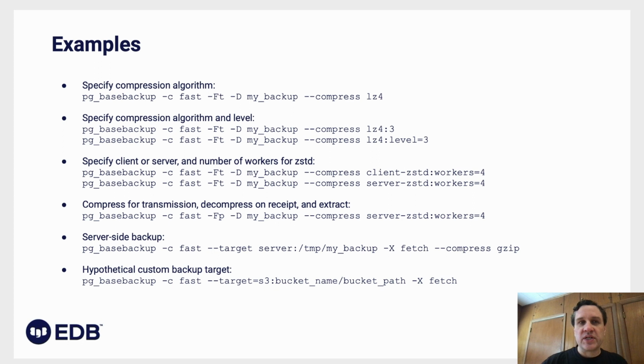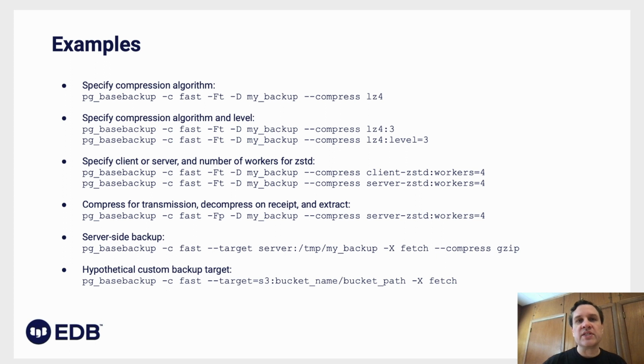Here are some examples of how you can use these new features, and I'm just showing what the PG-based backup command line would look like here. Since this is just a test, I use the -c fast option in all of these examples to make the tests go faster. And you can see most of these options are using the tar format as well, which is what -F means. Then I give the directory where the backup ought to be stored, in this case the my backup directory. And then in the first example here, I say --compress LZ4.